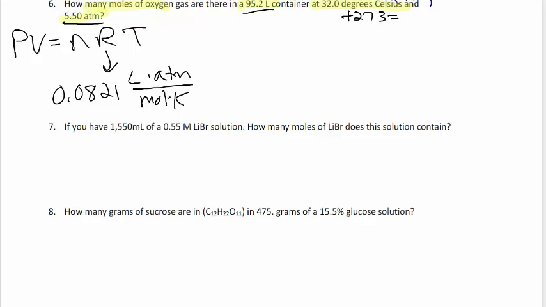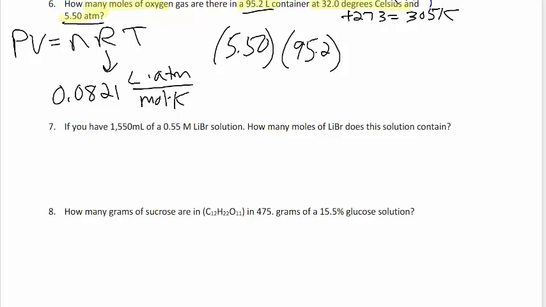So that is 305 Kelvin. So then we can plug in the values. The pressure is 5.5 atmospheres. The volume is 95.2 liters. The n is our unknown. The R is 0.0821. And the temperature is 305 Kelvin.